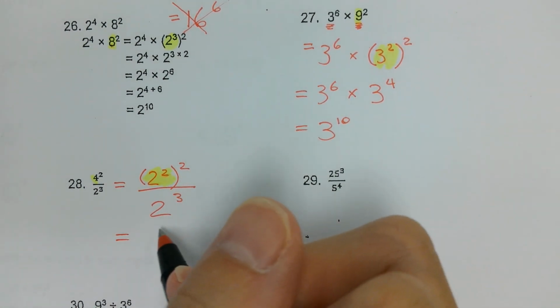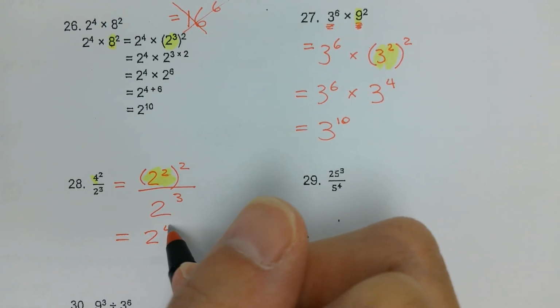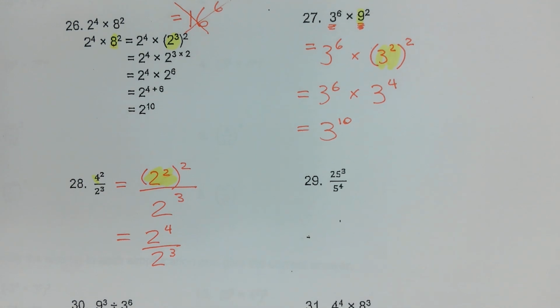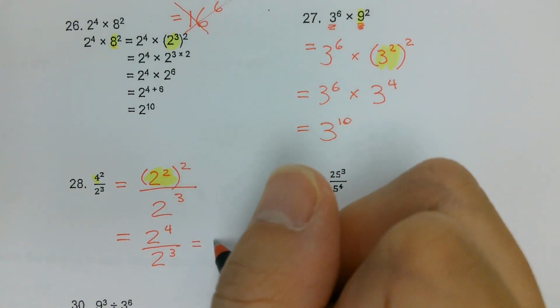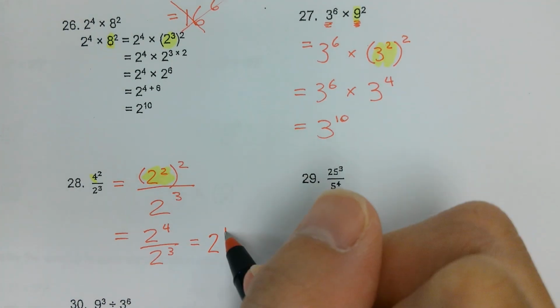And so what's my numerator? 2 to the power of 4 over 2 to the power of 3. So what's my final answer? Good. Okay, we did this yesterday. When we divide numbers, we subtract the exponents. 4 minus 3 gives you 1.